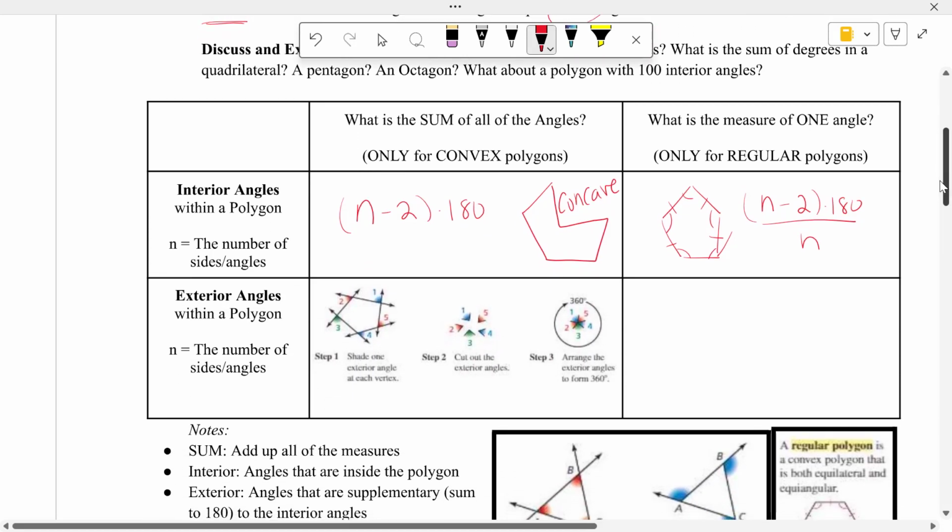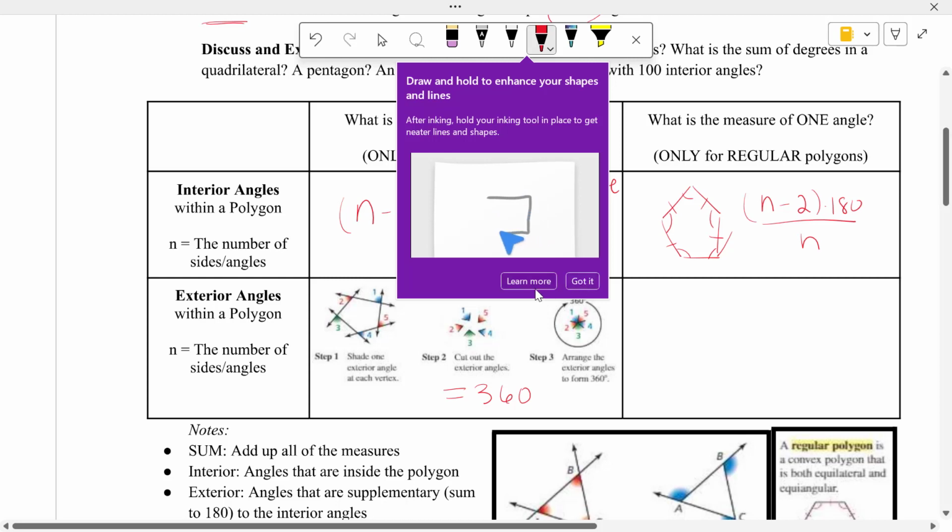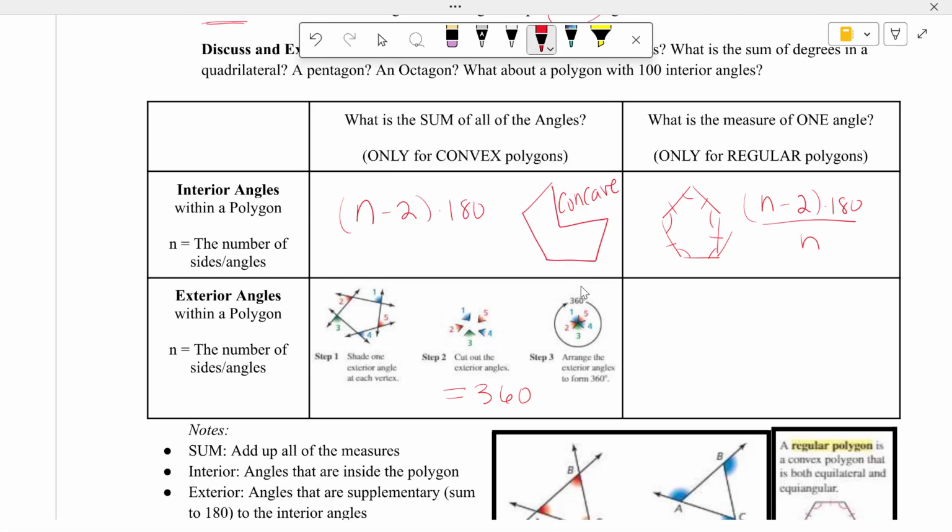So here's an idea when we're looking at exterior angles. If you take all the exterior angles and put them together, you would find out that you would come up with a complete circle. So that doesn't have a formula. We just always know they're going to equal 360. All the exterior angles together are going to equal 360. So then for a regular polygon, you're just going to take 360 degrees and divide it by how many angles you have, or how many sides. So those are the basic formulas you need to be able to figure stuff out.